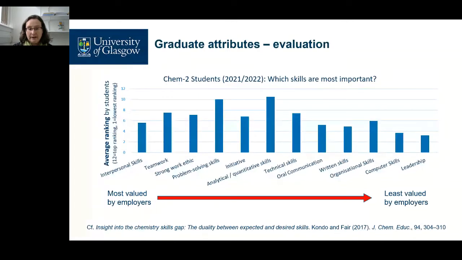So we pointed out to the students this discrepancy, and we highlighted that things like interpersonal skills and teamwork were the most valued by the employers, and that was part of the incentive to do these ITUs, was to develop these skills.